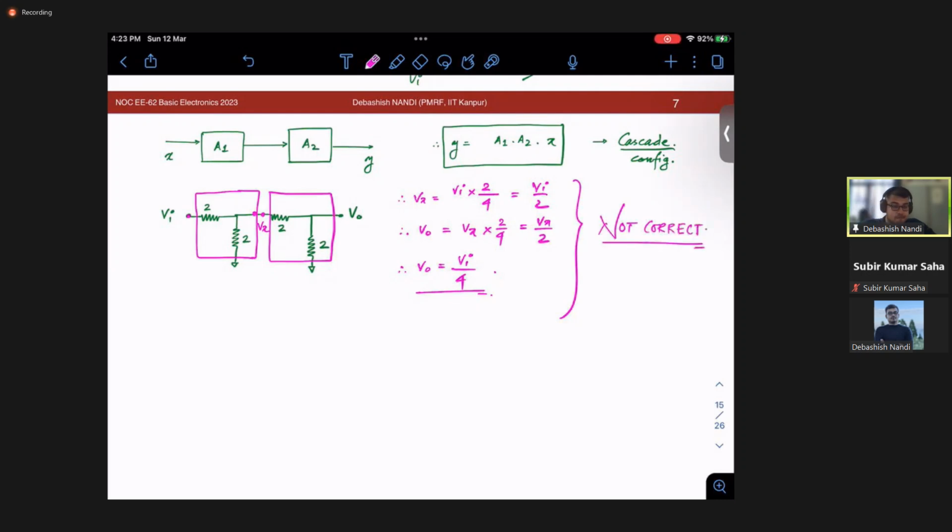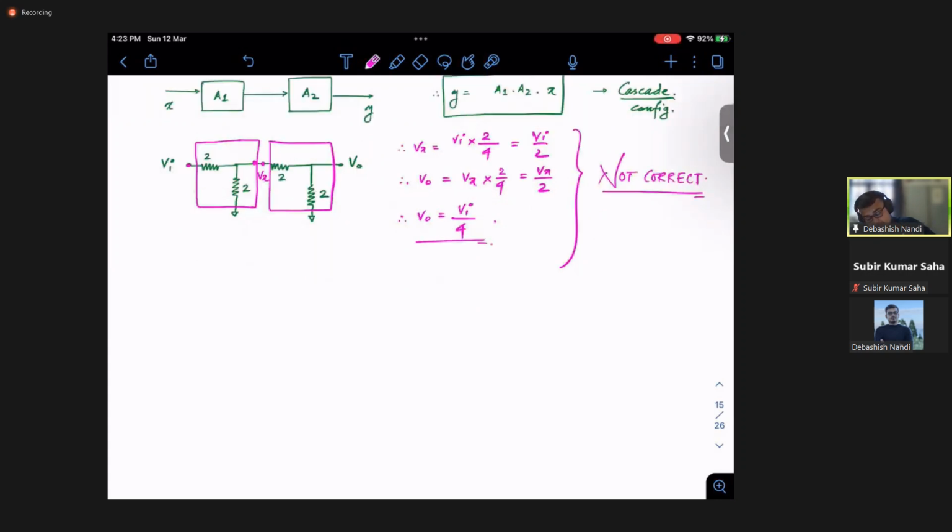Why is it not correct? Let me analyze the circuit in a more conventional way. This is 2, 2, 2, 2. This is your V naught, this is your Vi, right? So this is open. So this 2 and 2 will be in series, so this will be 4 parallel 2. 4 parallel 2 would be 4 into 2 over 6, that is 8 over 6, that is 4 over 3 ohms.